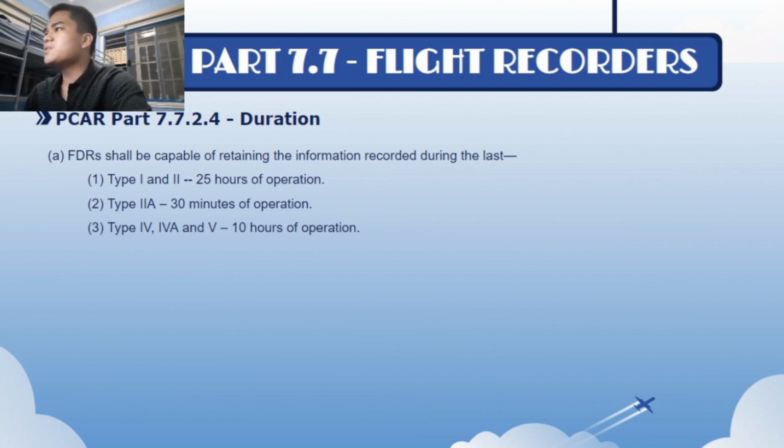Here are the types and durations of the flight recorders, depending on the type. This is PCAR Part 7.7.2.4. FDRs shall be capable of retaining the information recorded during the last: if your FDR is Type 1 and Type 2, there are 25 hours of operation that must be retained. Type 2A, 30 minutes of operation. And Type 4, Type 4A and Type 5, data is retained for 10.